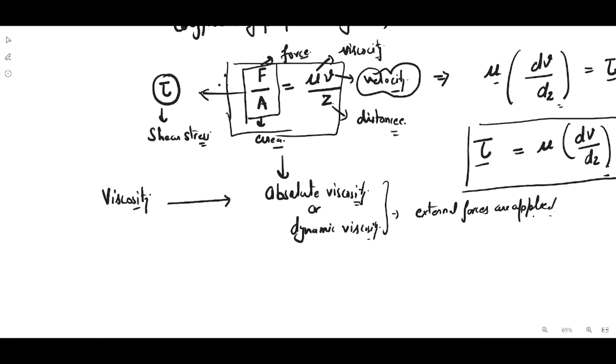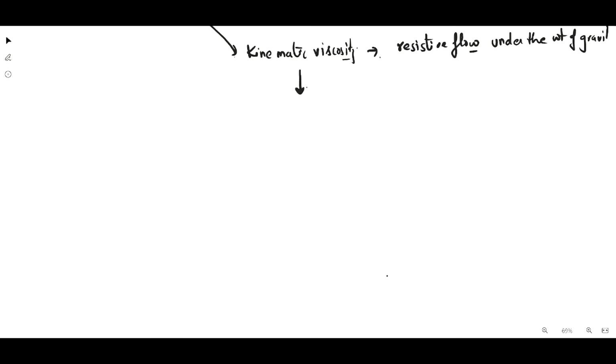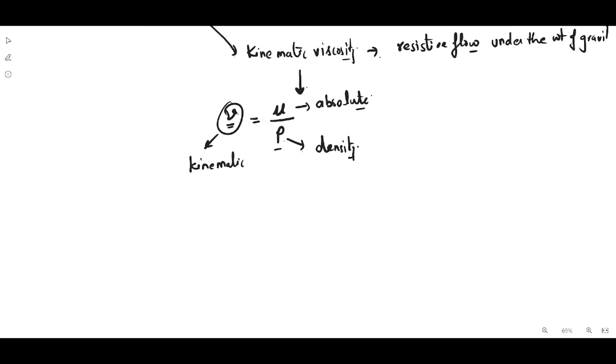The other type of viscosity measurement is called kinematic viscosity. This one is measured by resistive flow under the weight of gravity. Kinematic viscosity is expressed by the equation nu is equal to mu divided by rho, where mu is the absolute or dynamic viscosity, rho is the density of the fluid, and nu is the kinematic viscosity.